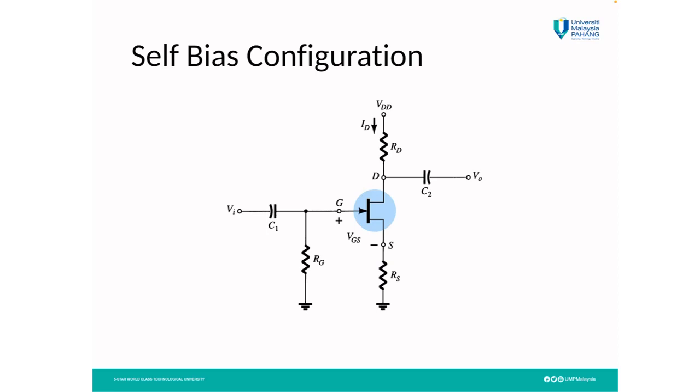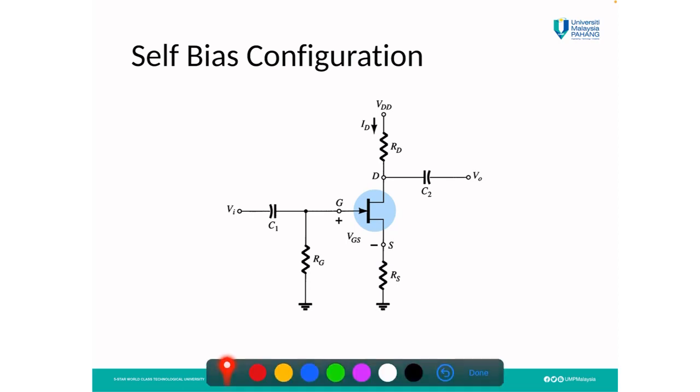This is the second circuit configuration that uses a FET device. Now I want to show you how we do the DC analysis for this circuit. Before we go into detail, let's see what is the difference between the self bias and the fixed bias that you learned in the previous video.